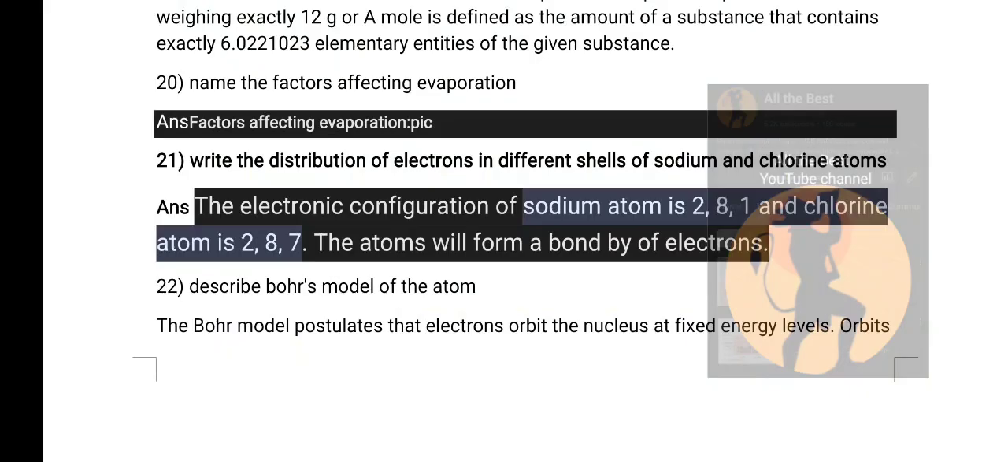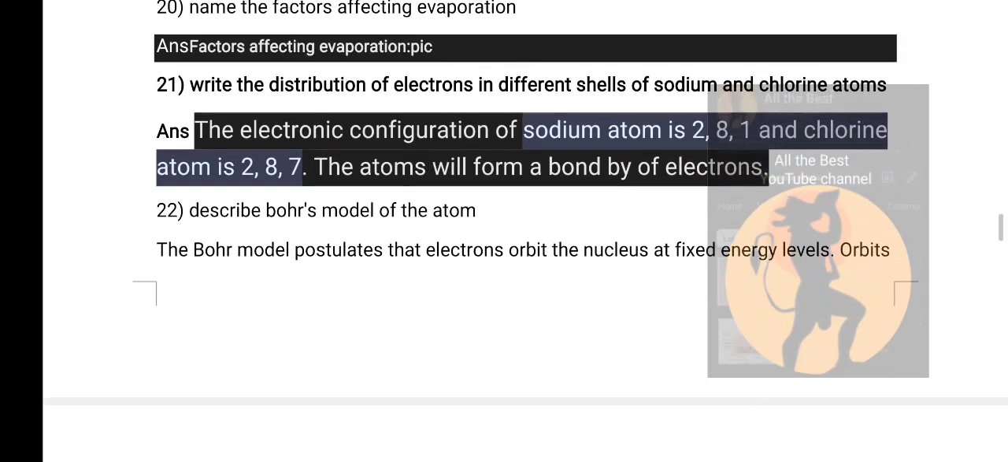Write the distribution of electrons in different shells of sodium and chlorine atoms. The electronic configuration of the sodium atom is 2, 8, 1 and of the chlorine atom is 2, 8, 7. The atoms will form a bond by sharing or transferring electrons.